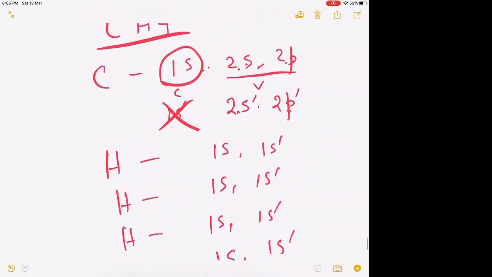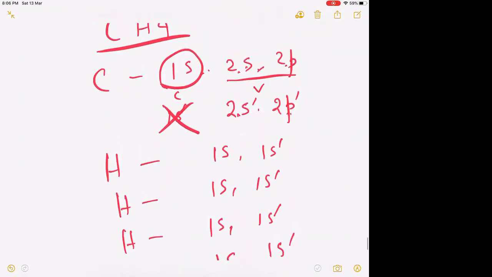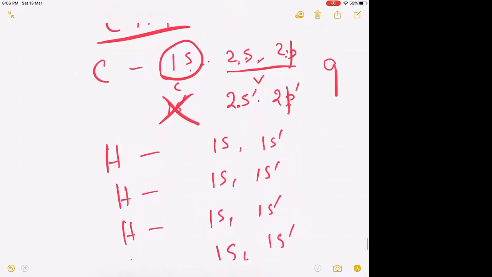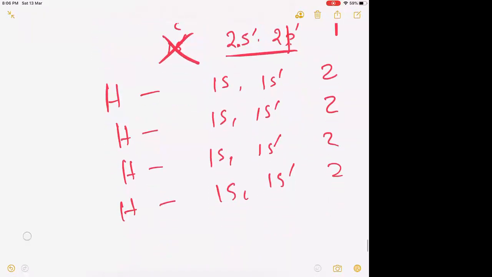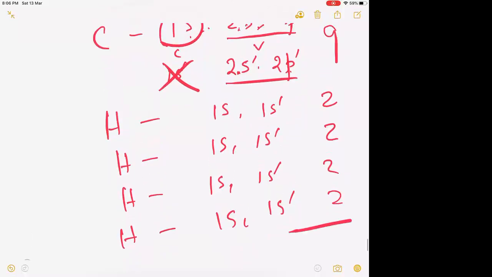Now calculate the number of K. For carbon, you have 1, 2, 3, 6, 9, right? That's 9 instead of 5. We have added 4 functions. 1 sp means 4, 1 plus 3. This is 2, 2, 2, 2. It's very easy. This is just arithmetic. Everybody will be able to understand. Simply calculate the numbers. That is 17.